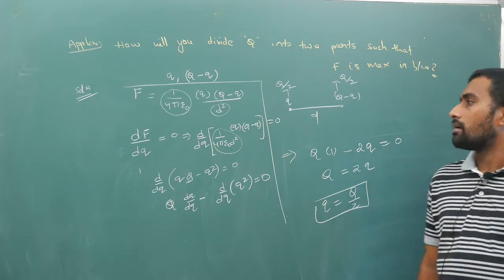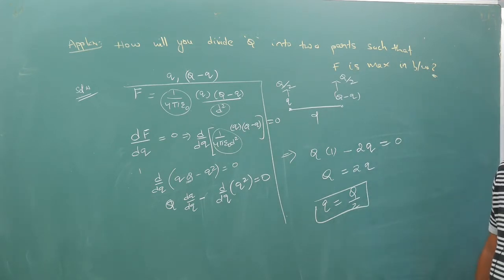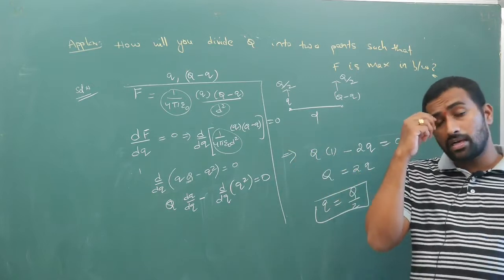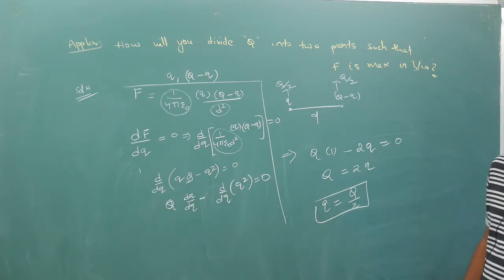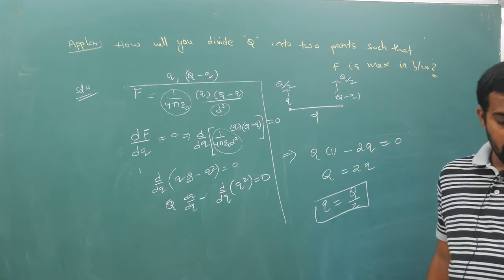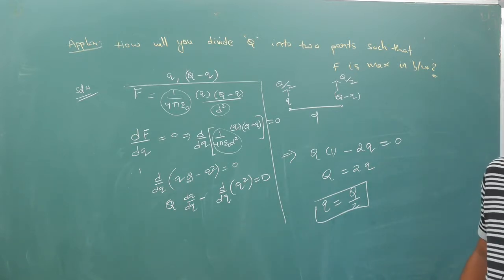Okay, right? So I do not know initially what is the maximum force, so I assumed it to be small q and capital Q minus small q, and then I have done the simplification. Okay, right? Next.